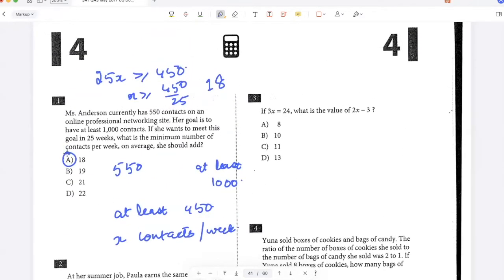If 3x is 24, what is the value of 2x minus 3? So if 3x is 24, then x is 8. So 2x minus 3 is 8 into 2, 16 minus 3, which is 13.